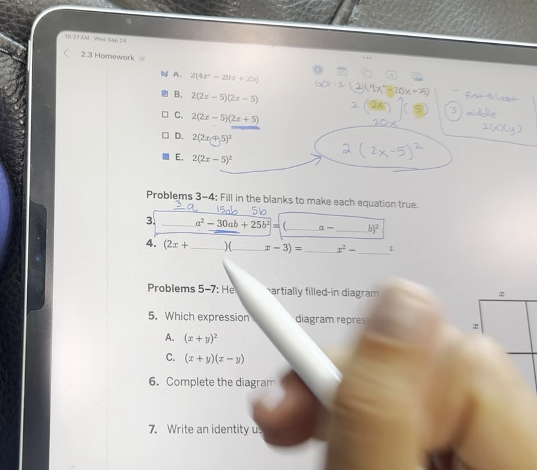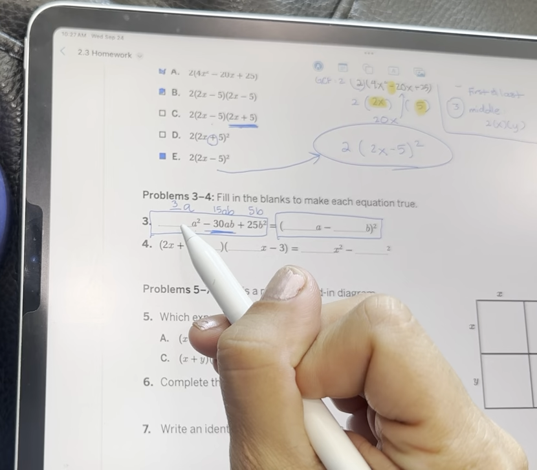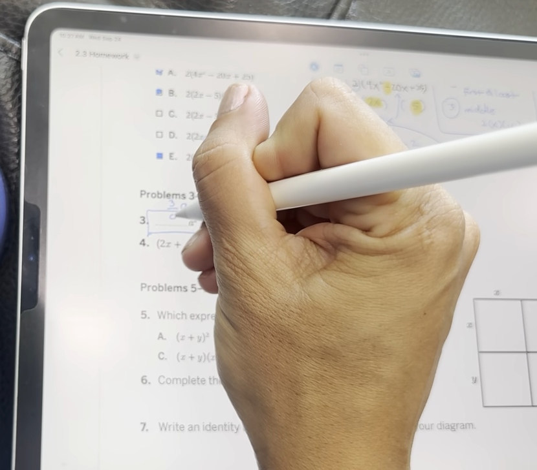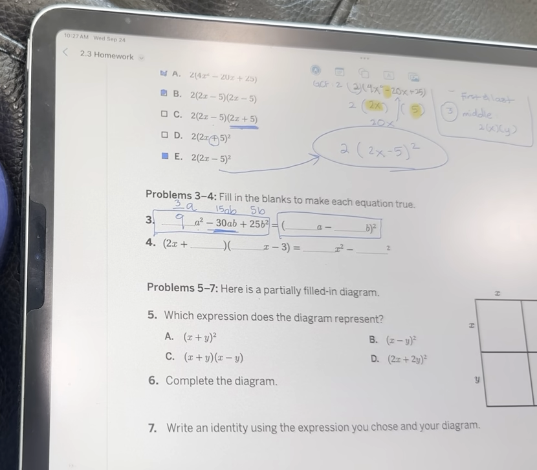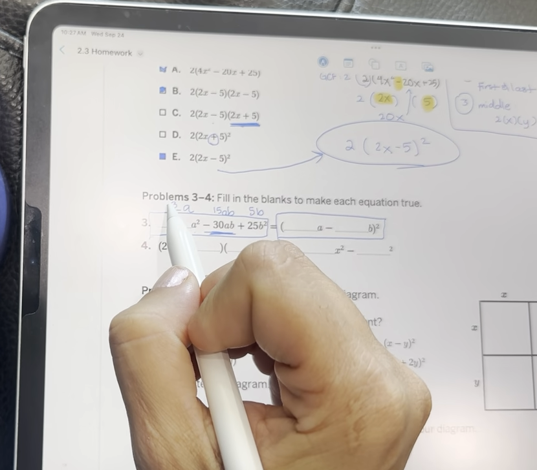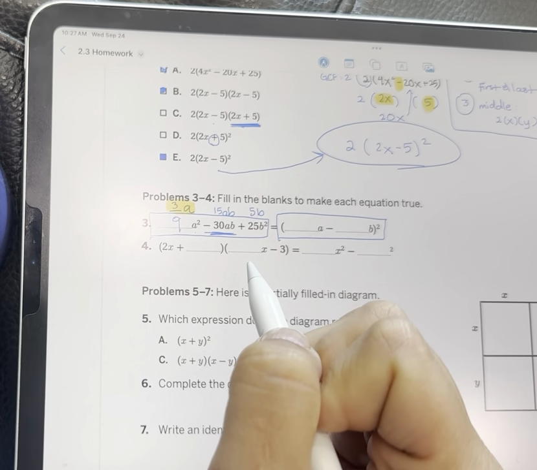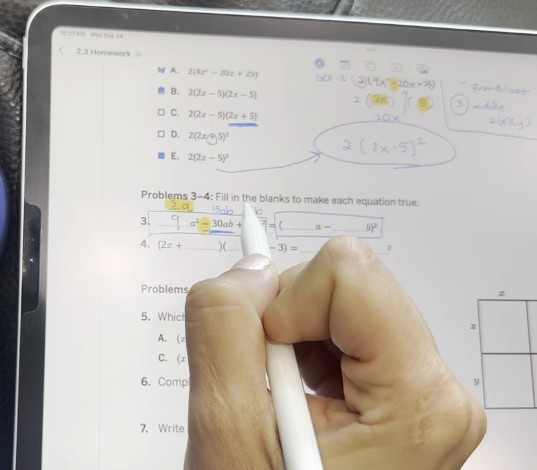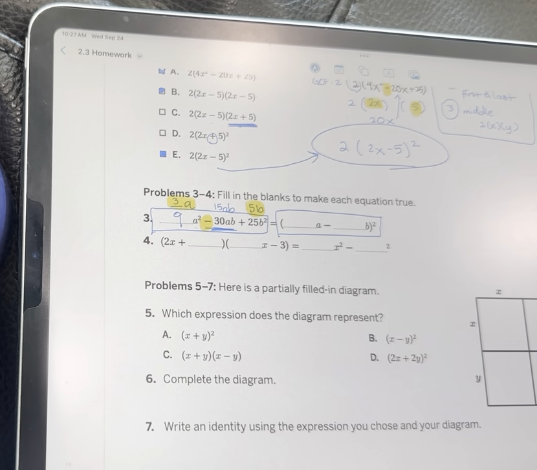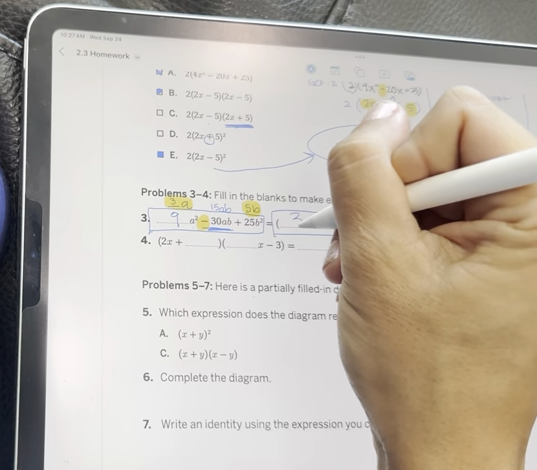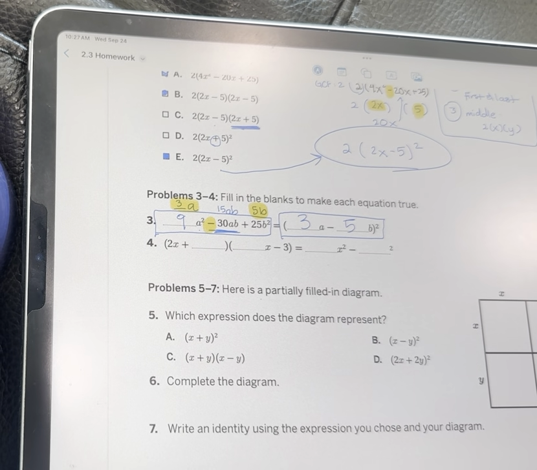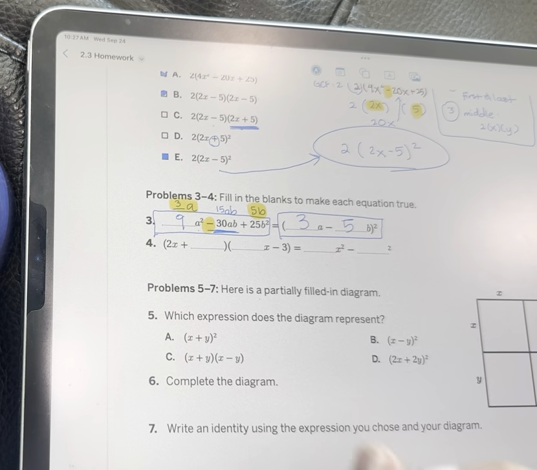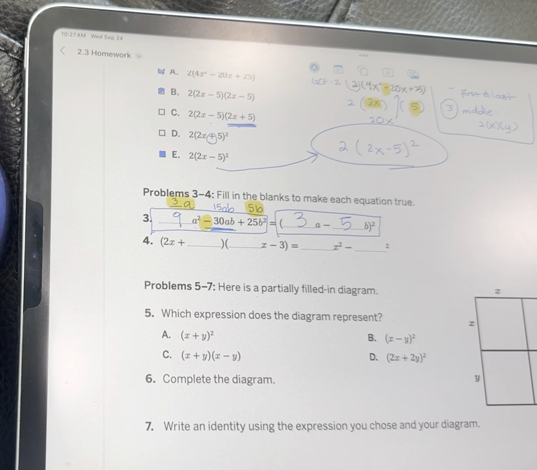Okay, so now if this is a 3, this is that squared, so 9. And then my factor at the end, remember, is going to be this square root, the sign in the middle, that square root. So it's going to be 3a minus 5b. Okay?